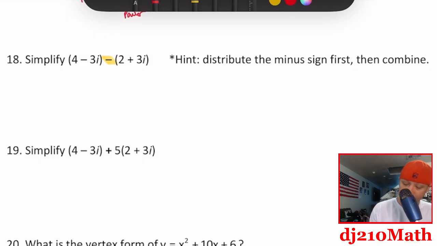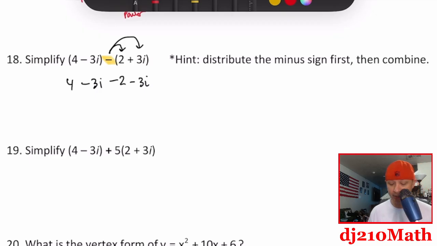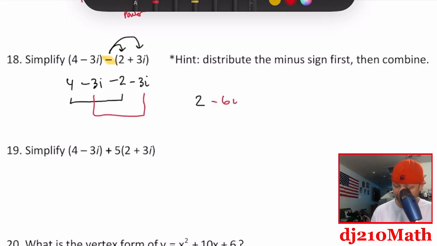The hint really helps out because most people can't handle negatives correctly. So when you distribute the negative, this is going to be negative 2 minus 3i. And then in the front, 4 minus 3i. I don't even need the parentheses in the front one, because we're just adding at this point, or combining. So look, 4 take away 2, that's 2. Negative 3 minus 3, negative 6i. Right, negative 3 take away 3.